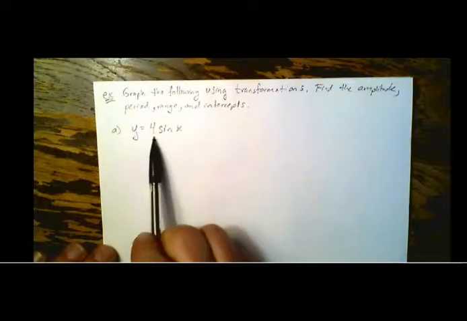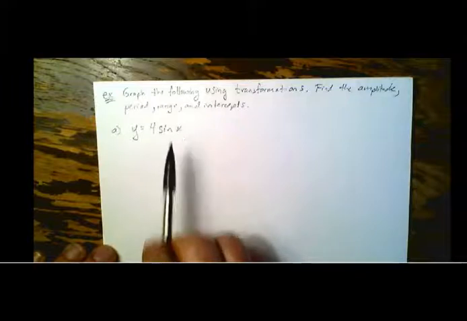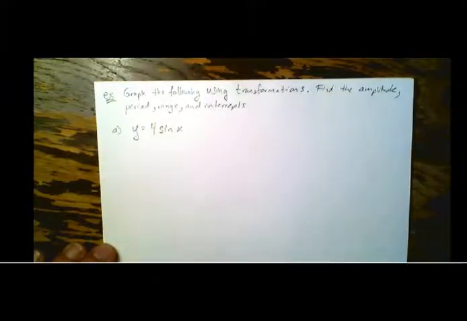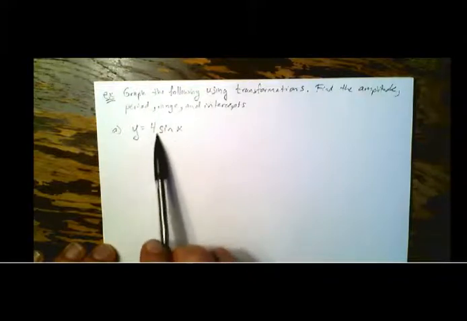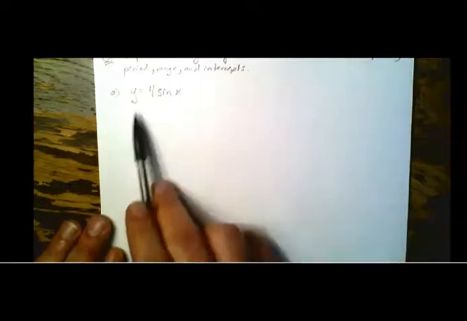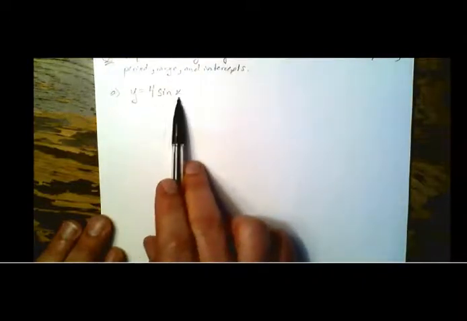Y equals 4 sine x. Comparing here, it looks like we have a value that's taking the place of A, and then B is 1, C is 0, D is 0, right? So it looks like we just have a change in the amplitude of the function. Let's see how transformations can help us graph this pretty easily. Here we're going to consider the parent function to be the sine function.